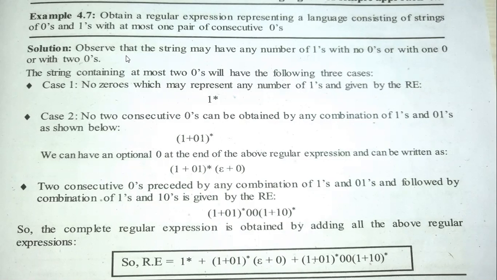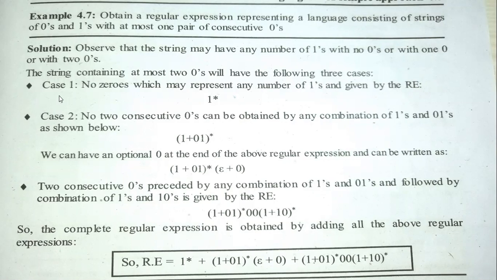Solution. Observe that the string may have any number of ones with no zeros, or with 1 zero, or with 2 zeros exactly. But consecutive zeros should not be more than 1 pair. So for that, the string containing at most 2 zeros will have the following 3 cases. So there are 3 cases available over here. We'll go through what those cases are.